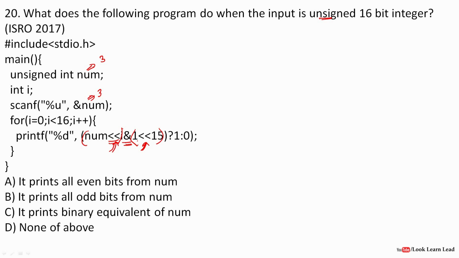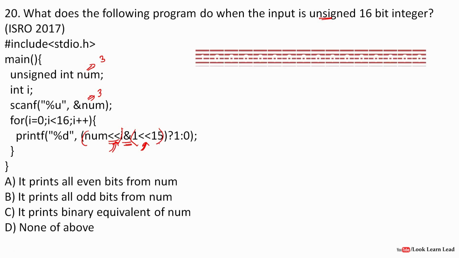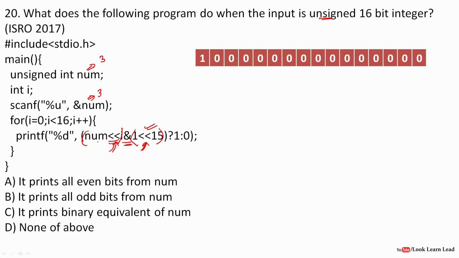So first what we are doing is, we are left shifting 1 by 15 times. 1 was here, so I have left shifted 1 by 15 times. Now what I would be doing is, let the number be 3, that is 1 0 1. I would be shifting 3 I times.